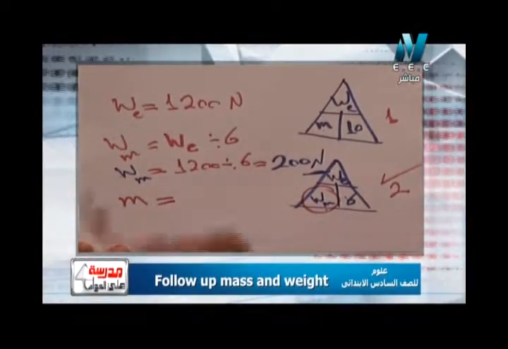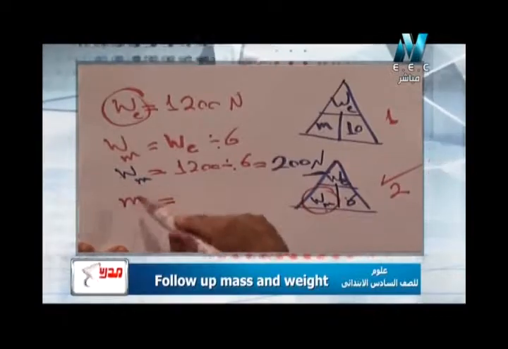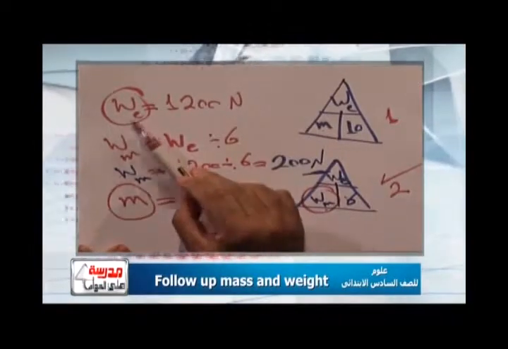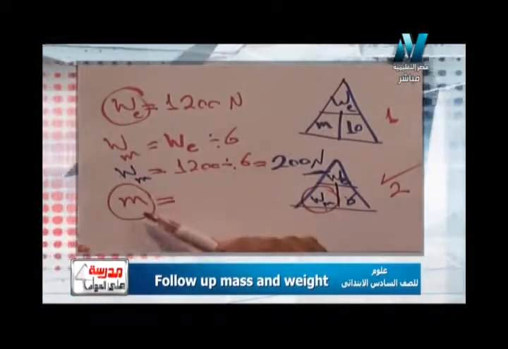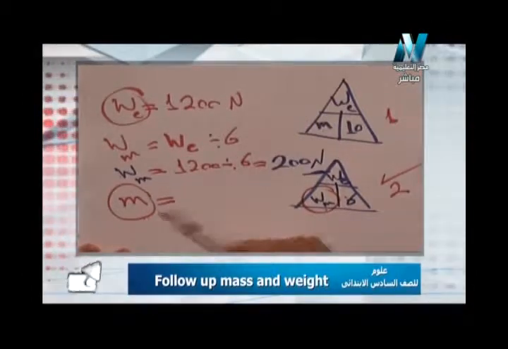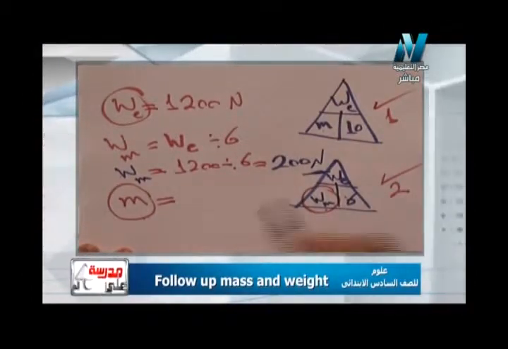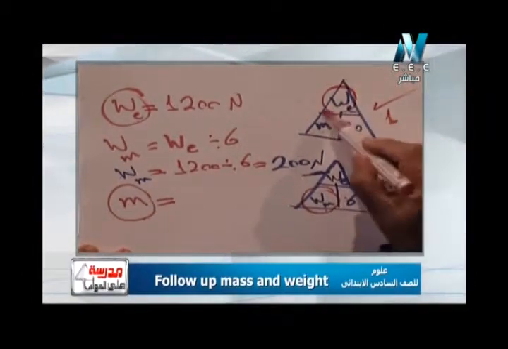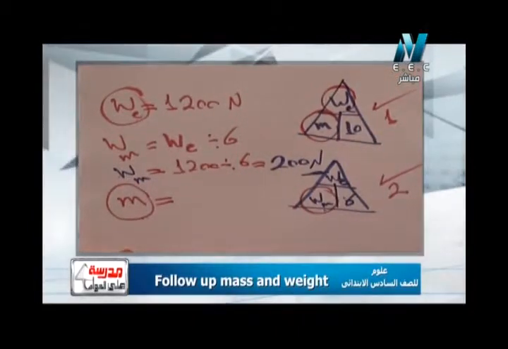Look here, I have weight on the earth and I want mass. I have weight and I want mass, so which rule will I use? Surely the first rule. Why? Because I have weight here and I want mass. So I use the rule that suits the problem.